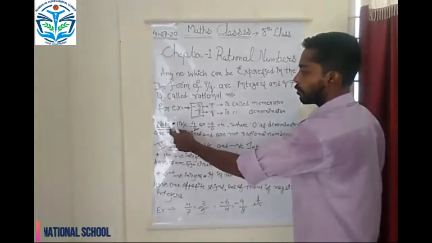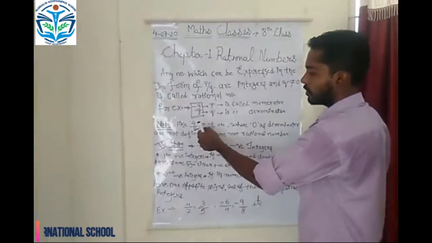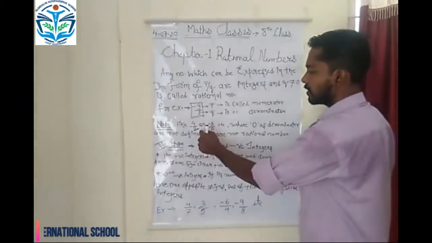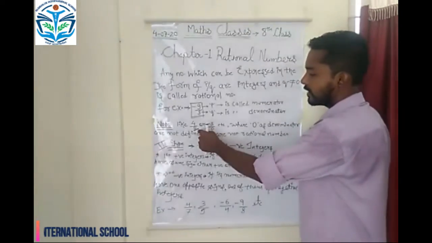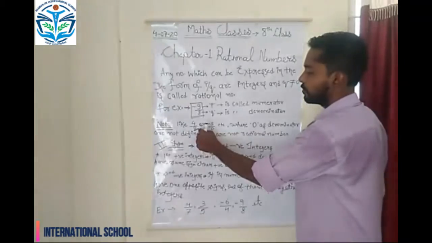Now the note: you can see 4 upon 0 or minus 5 upon 0. Here you can see that q is equal to 0. In both the numbers, in both places, you can see that q is equal to 0.